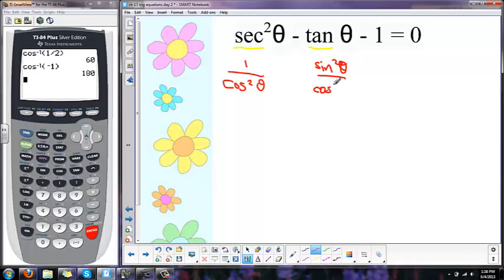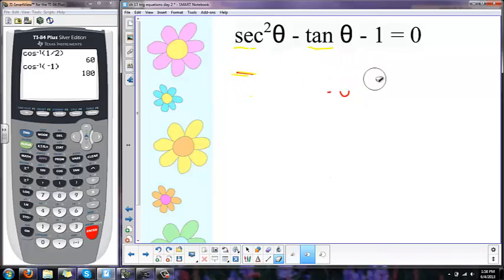However, so we have a common denominator, but the only problem with this is we still are dealing with an equation where we have two different variables, cosine and sine. So, I mean, yeah, we rewrote it a different way, but it didn't really help us. So let's try to think of something else, a different way that we could figure this out.